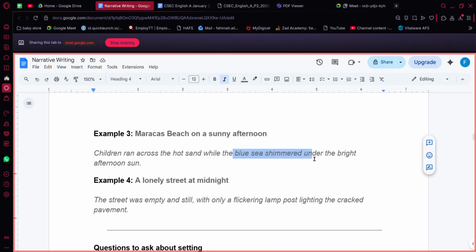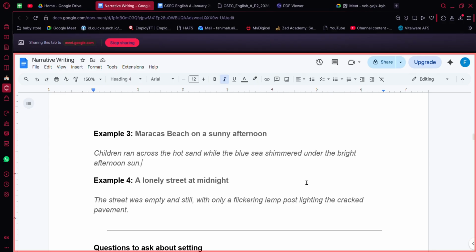A lonely street at night. So the street was empty and still, with only a flickering lamppost lighting the cracked pavement. Imagine you walking home late at midnight by yourself in the road. That is not a nice, happy, fun time for you. That is a scary time, right? You don't know who is watching you walk home in the streets. You don't know what is out there. As soon as you're alone, once it is dark, you feel that sense of fear.